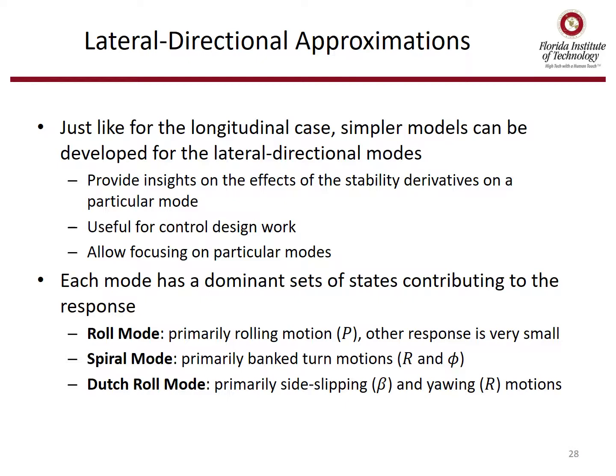Just like for the longitudinal case, simpler models can be developed for the lateral directional modes that give us insight into the effects of the stability derivatives on particular modes and are often useful for control design. Each mode has a dominant set of states contributing to the response. For roll mode, primarily rolling motion. Other responses are very small. For spiral mode, primarily bank turn motions, r and phi. Dutch roll mode, primarily side-slipping beta and yawing motions.